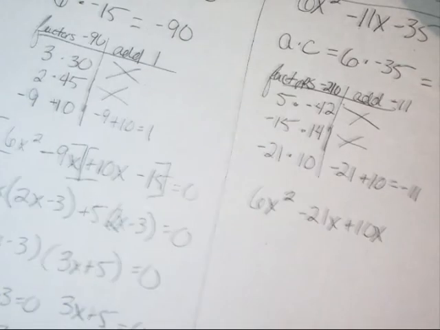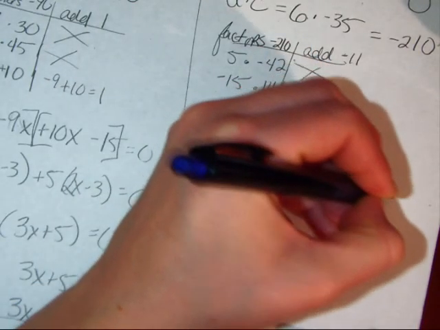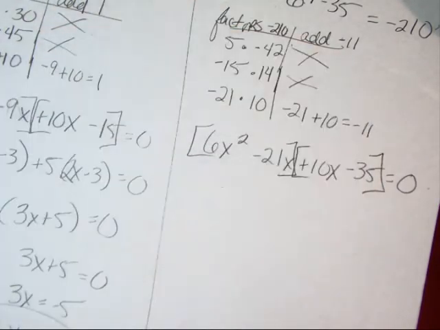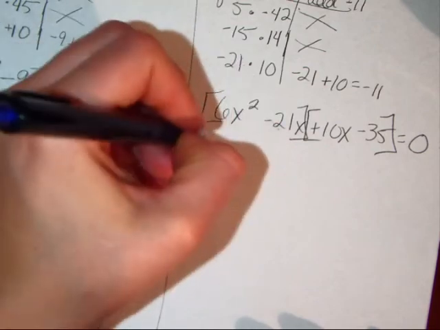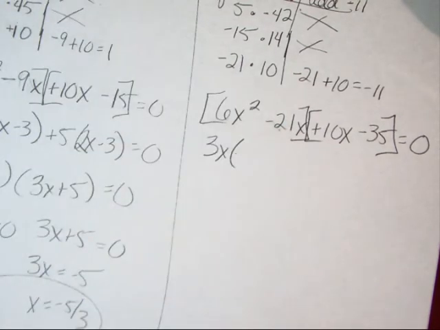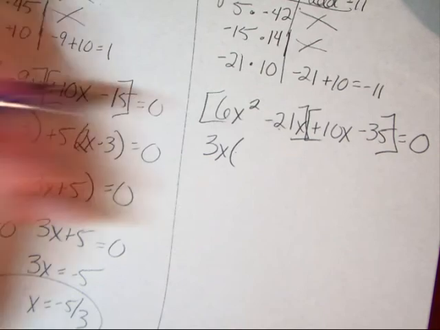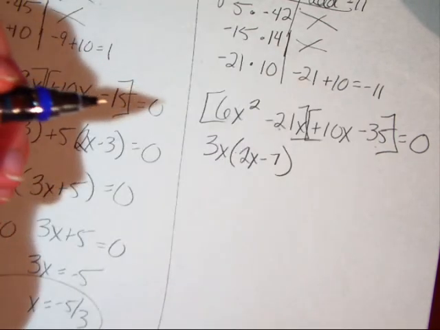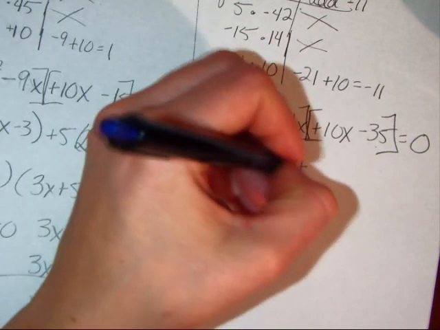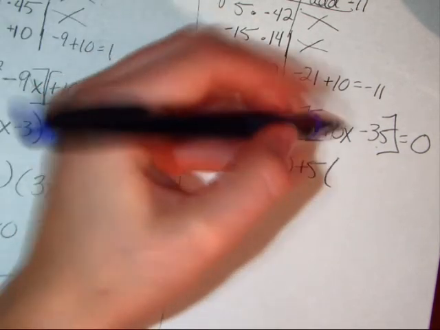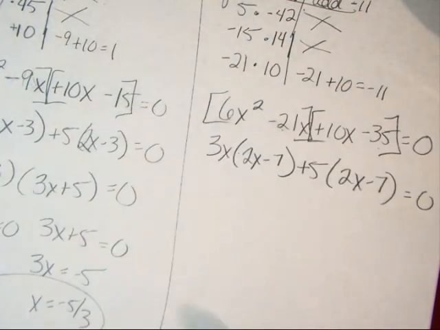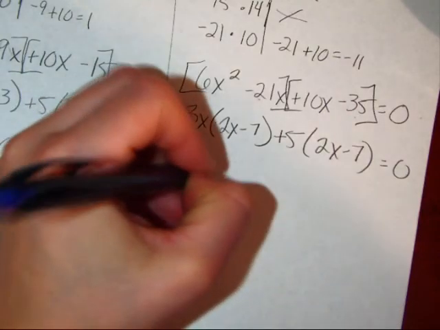And what's the last number up there? Minus 35 equals 0. Group, group, group, group. Pull out what you can. In this case, it's a 3x on this one, and you're going to be left with 2x minus 7. And over here, you can pull out a 5 because you have 10 and 35. So you can pull out a positive 5, and you're going to be left with 2x minus 7. And then you can pull out that 2x minus 7.